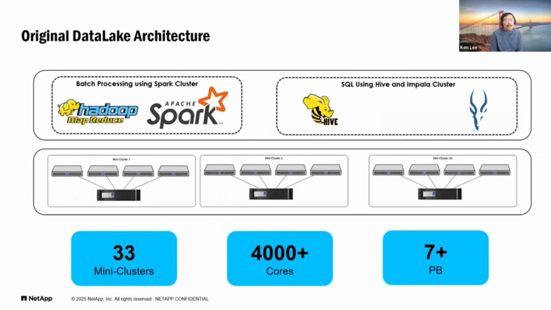The original data lake architecture is ingesting telemetric data into a Hadoop environment using Kafka, streaming, and Apache Flume. We have many clusters where 4 compute servers are directly attached to one storage array. We have about 33 mini clusters. That came out to be about 4,000 plus cores and 7 plus petabytes of disk storage. It is huge.